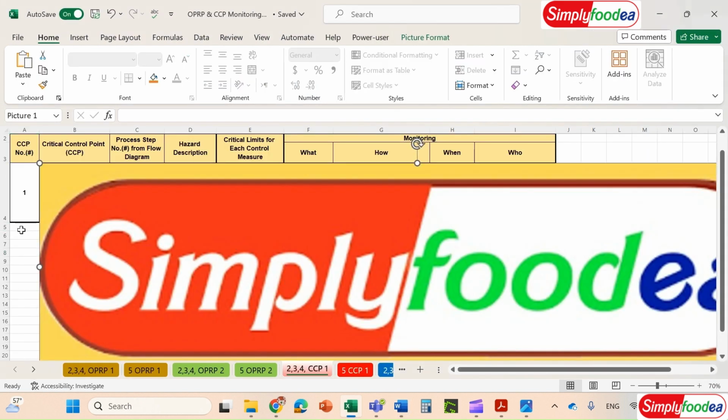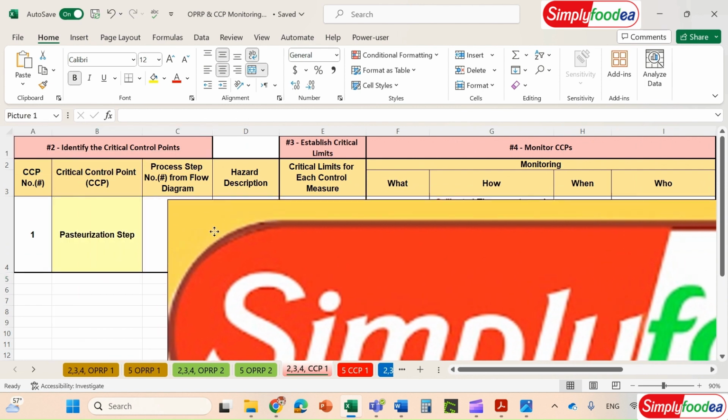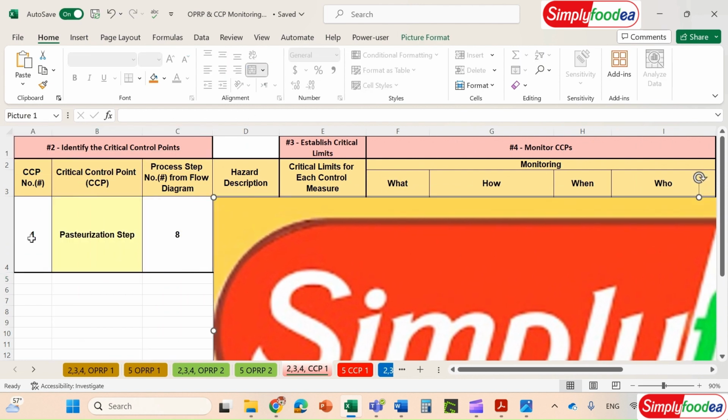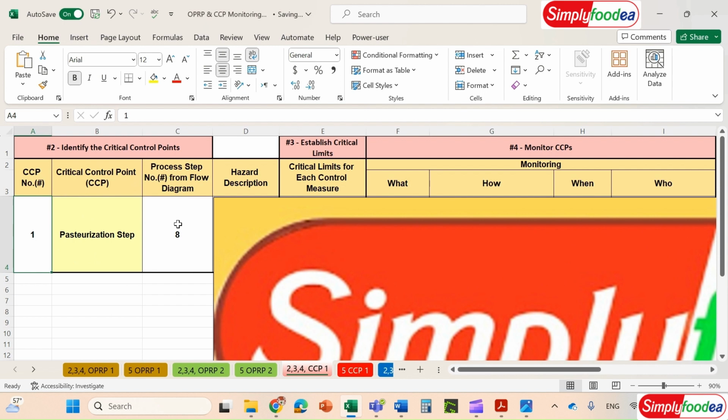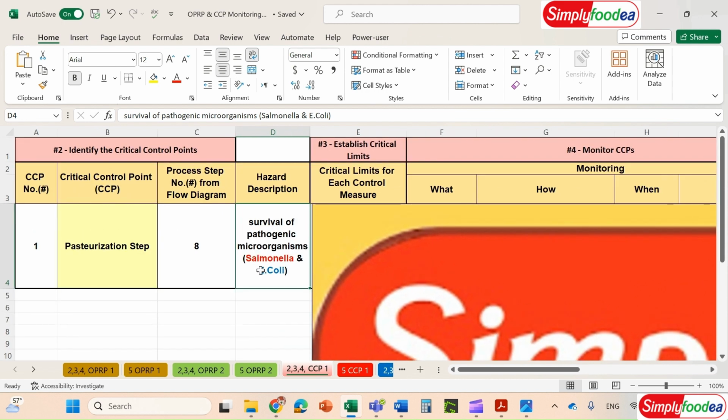So our principle number 2, identifying the critical control points, I have identified. My CCP number was number 1. The pasteurization process is my CCP, and the process on the flow diagram is number 8. So we all know these 3 columns and rows. The hazard description: survival of pathogenic microorganisms, either Salmonella or E. coli.